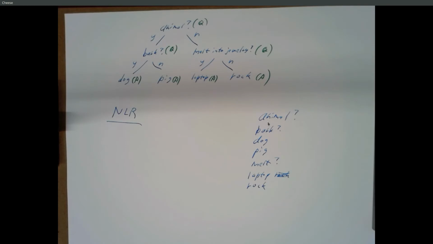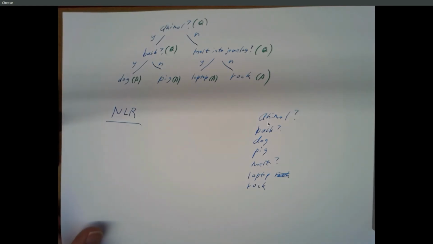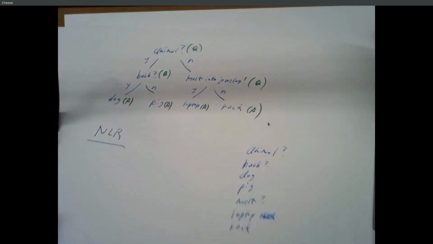Okay, on writing the file, node left right traversal. Reading the file is a little more bizarre, because we're trying to do a node left right kind of in reverse. So here's my suggestion for reading.